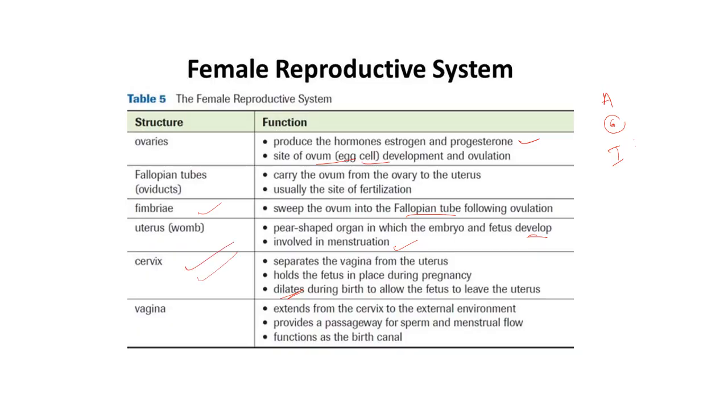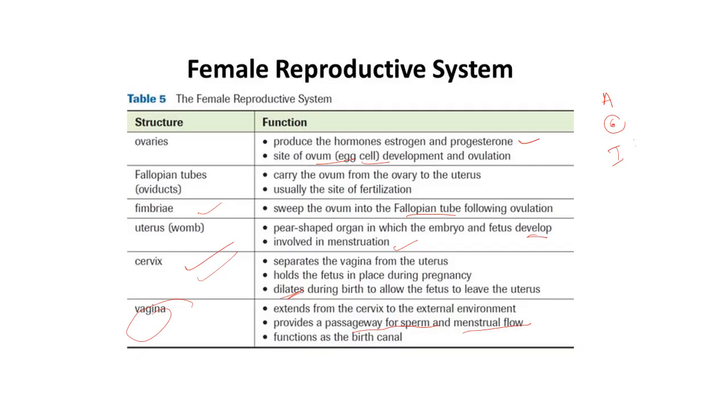Then the vagina extends from the cervix to the external environment and provides a passage mainly for the sperm and menstrual flow. The vagina's main function is to provide passage for the sperm and menstrual flow. It also acts as a birth canal.